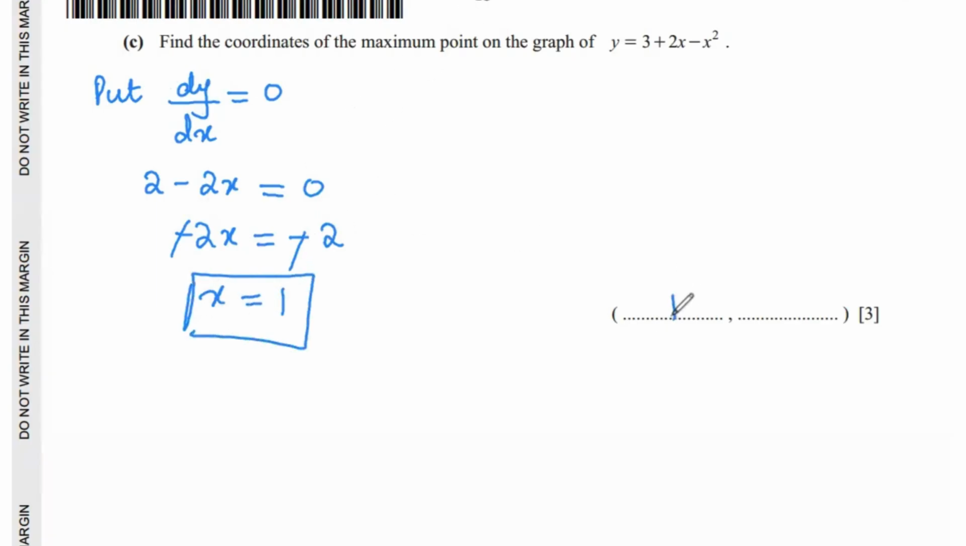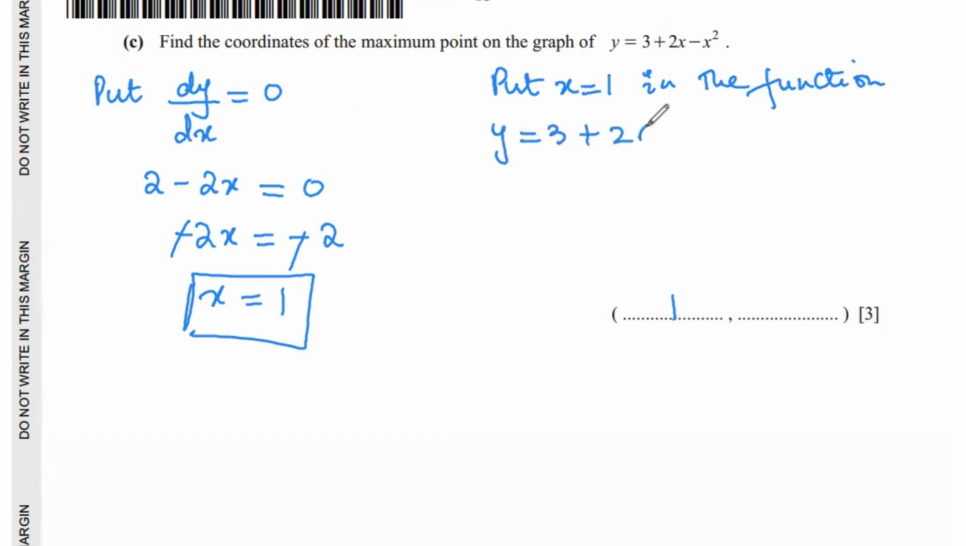So this is the x value. For the y value, you put x equals 1 in the function. So y equals 3 plus 2 times 1 minus 1 squared. 3 plus 2 minus 1. 5 minus 1, and that is 4. So when x is 1, y is 4, and this is the maximum point of the graph.